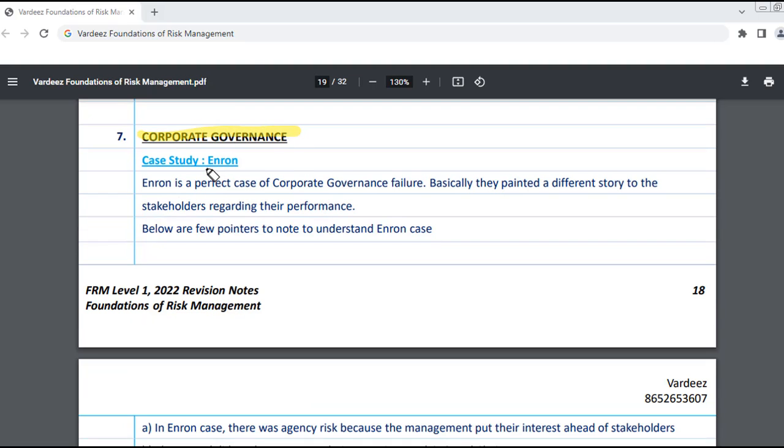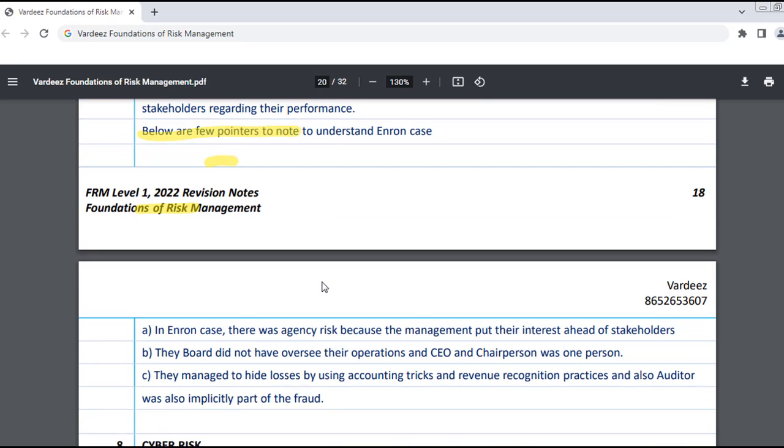Moving on to corporate governance, the case study we have is Enron. Whenever you hear about Enron, the very first thing that should come to your mind is corporate governance. Enron is a perfect case of corporate governance failure. Basically, they painted a different story to the stakeholders regarding their performance. They managed to do accounting fraud, and the auditors who were involved in this case had their license taken off. Below are a few pointers that we need to note to understand the Enron case.